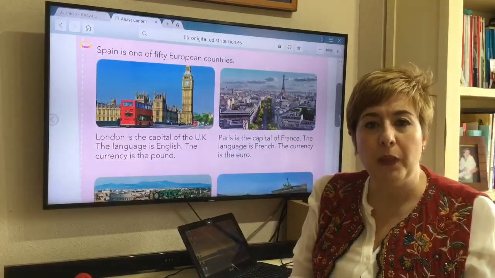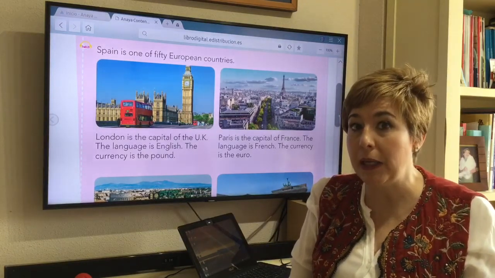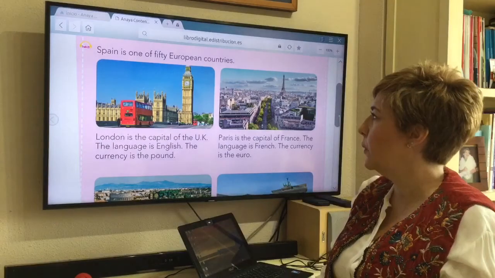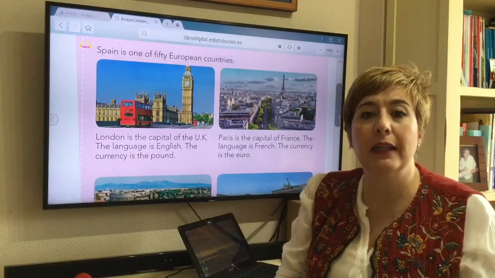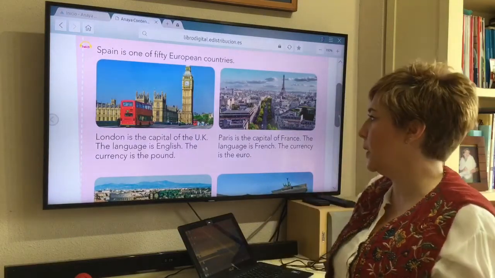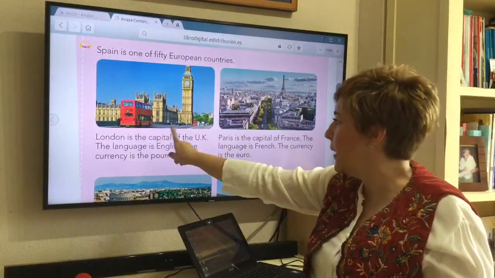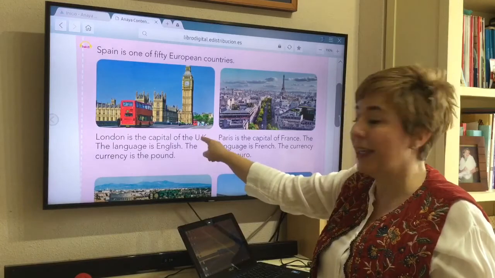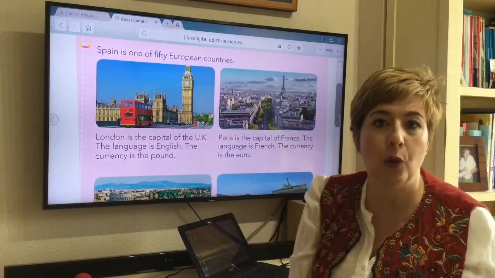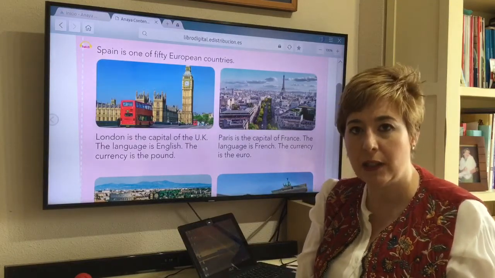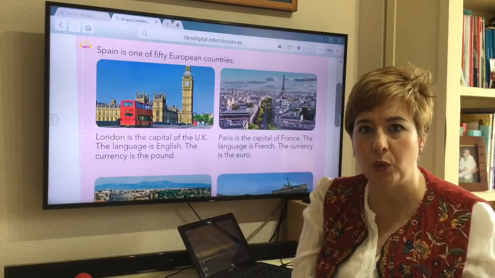In Europe, there are 50 countries. 50 países, 50 countries in Europe. We are only going to study 4 important capitals, and the money of those capitals. The capital of the UK, the United Kingdom, is London. They speak, or the language is English. And the money or the currency is the pound.